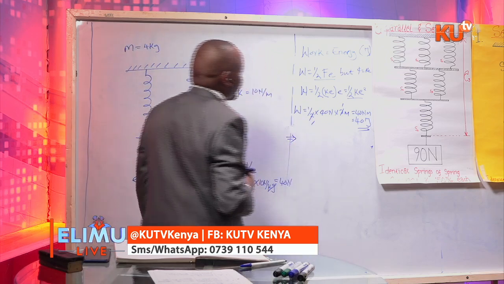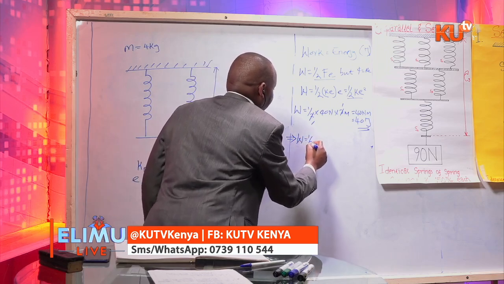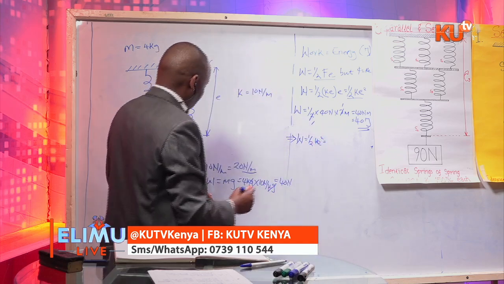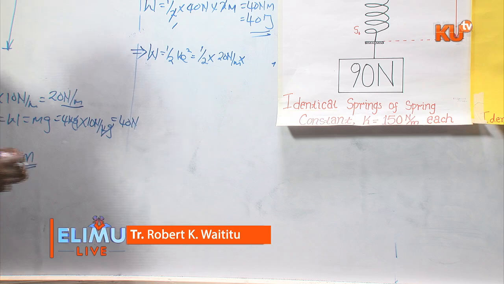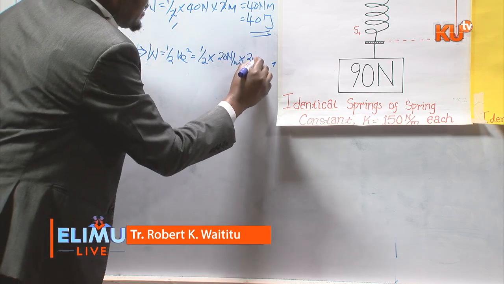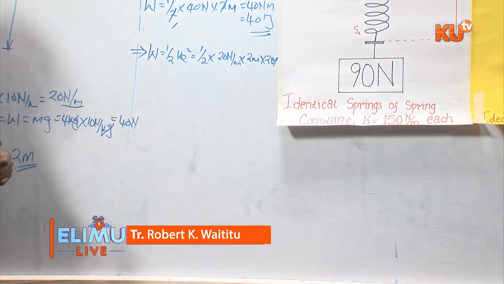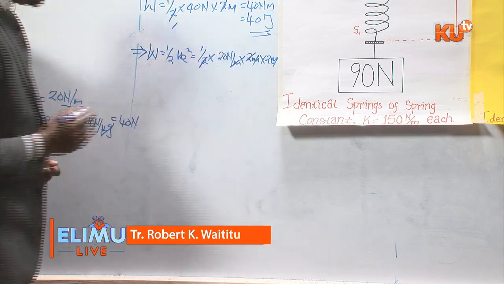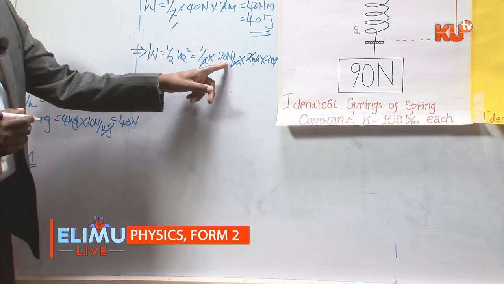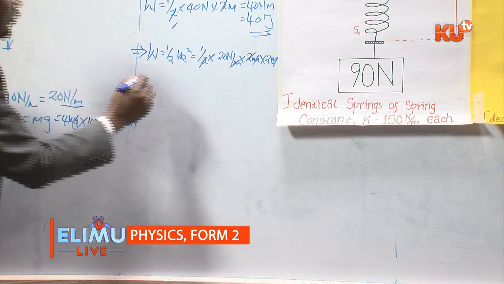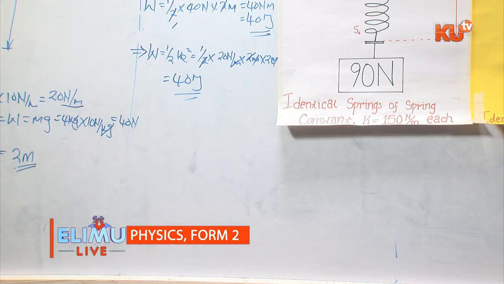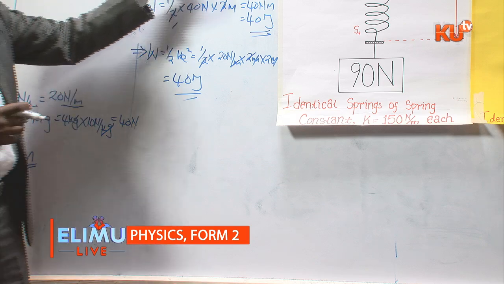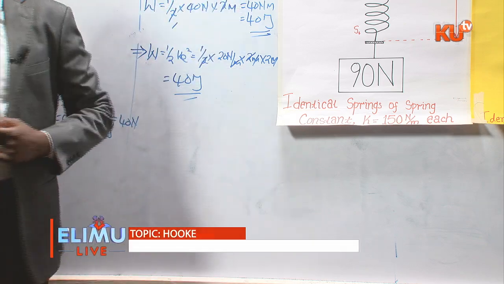So as we close, learners, again, work is equal to a half KE squared. And therefore, our K, we found it to be 20 newtons per meter. And then the extension we have found is 2 meters. Remember, we are squaring this extension. So if we were to cancel the units for meter, and then dividing by 2, we are going to have 1 times 20 times 2, which will take us to 40. And that confirms to us the two formulas for finding work or energy of springs: a half force times extension or a half K times E squared.